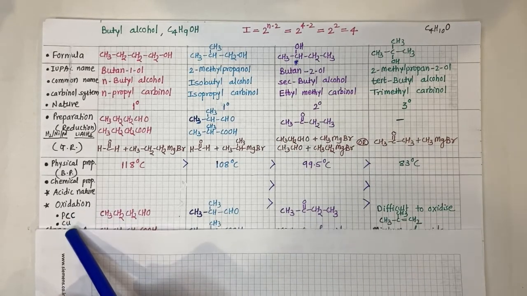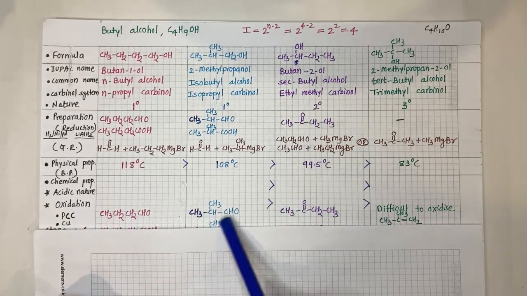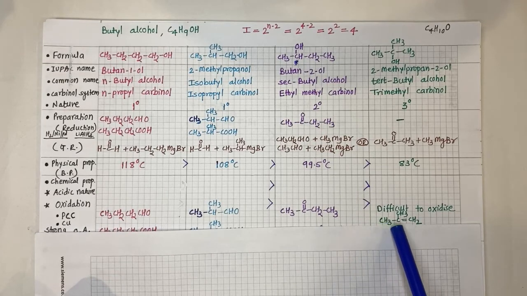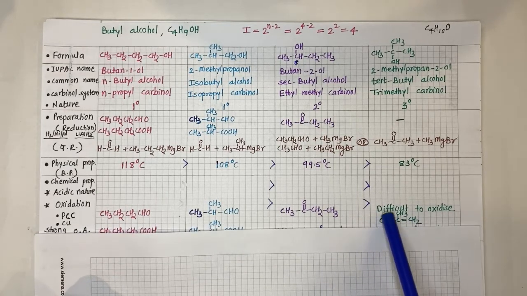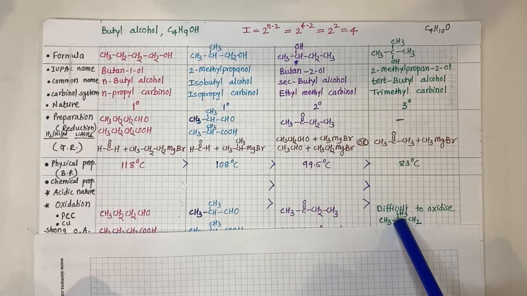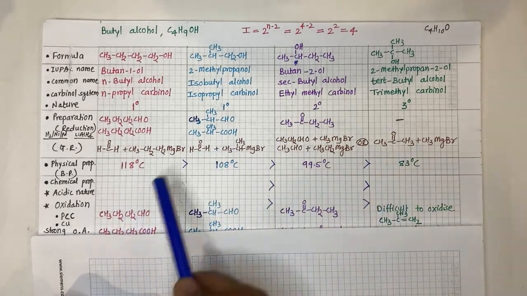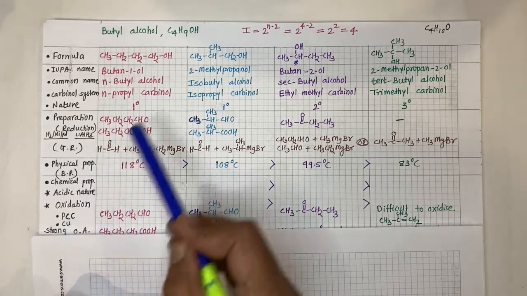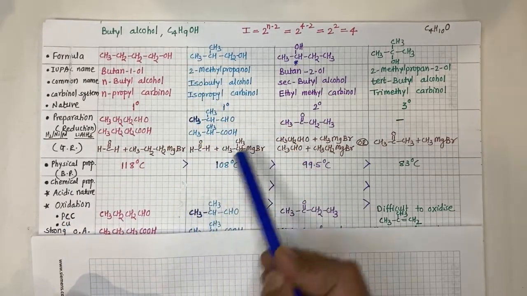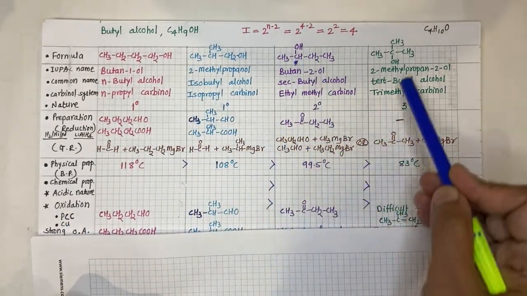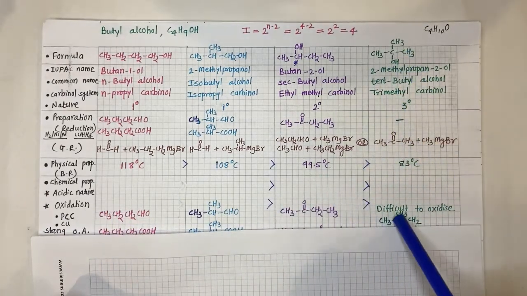But it reacts with copper, that is, when heated with copper, it undergoes dehydration to form the alkene isobutylene. Okay, that is, with copper, a primary alcohol gives an aldehyde, a secondary alcohol gives a ketone, while a tertiary alcohol gives an alkene.